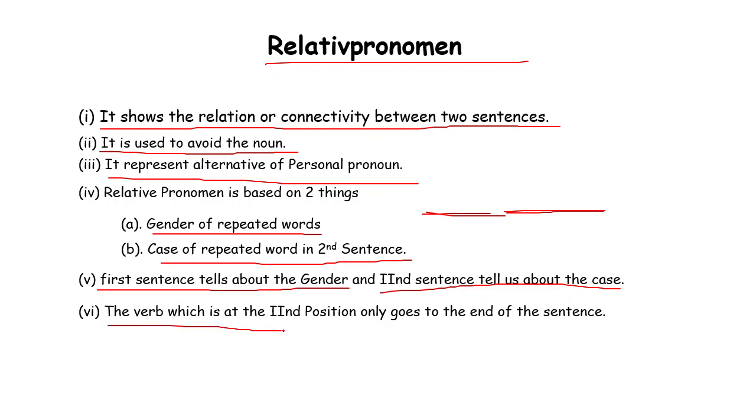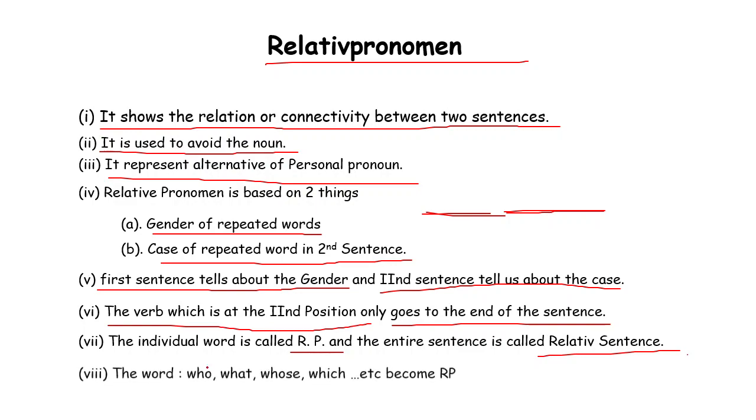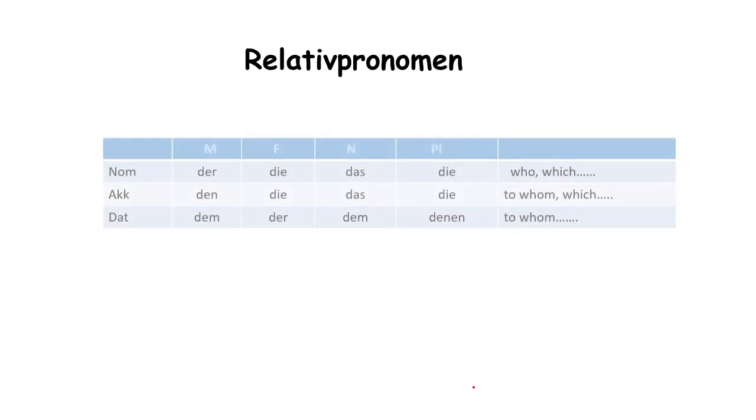The verb which is at the second position in the second sentence goes to the end. The individual word is called the relative pronoun, RP, and the entire sentence is called the relative sentence. The words who, what, whose, which, etc. become relative pronouns. Let's understand with an example.